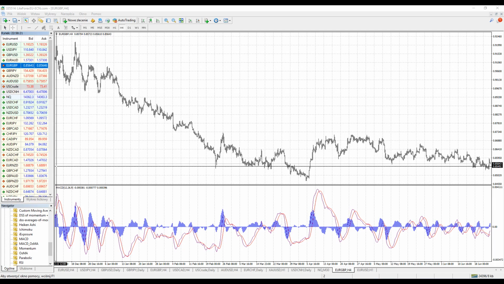Today, moving average convergence divergence. In other words, we are going to discuss the MACD oscillator, which is one of the most popular technical indicators.